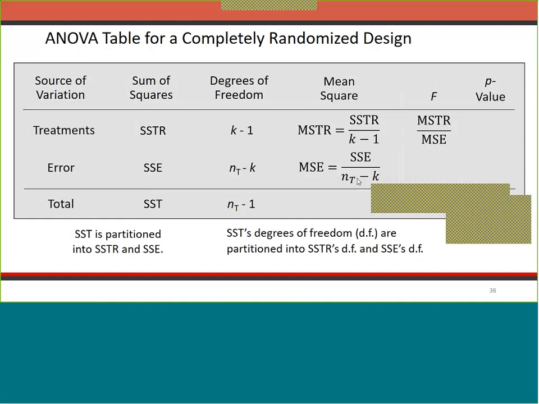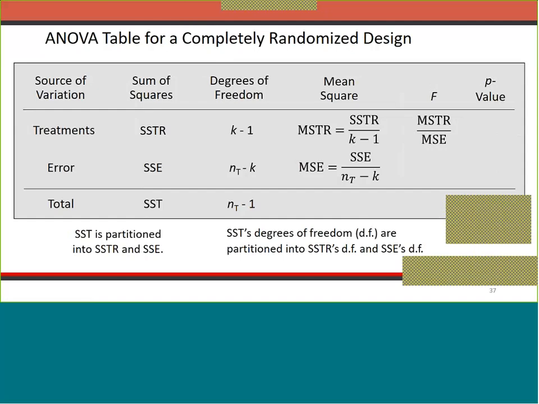How you write the ANOVA table is very important. In the ANOVA table, the first column is the source of variation: treatments, error and total. The next column is sum of squares: you calculate SSTR, SSE and SST total. Degrees of freedom, as usual, are k minus 1, nt minus k and nt minus 1. Now we calculate mean squares: MSTR is SSTR by k minus 1 and MSE is SSE by nt minus k. Calculate the F value as MSTR by MSE. Then finally calculate the p-value.